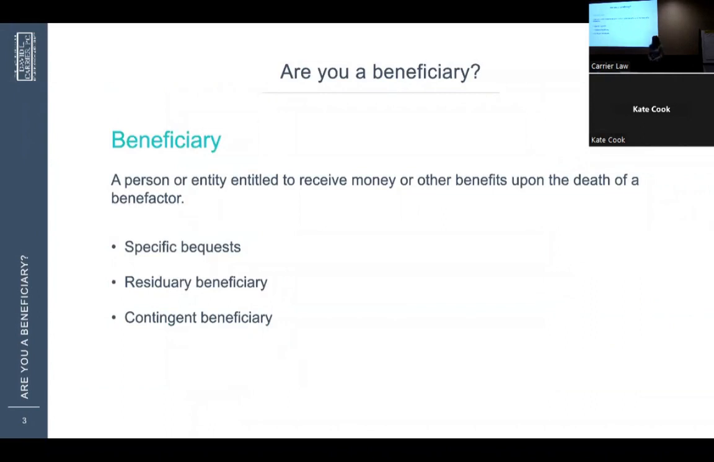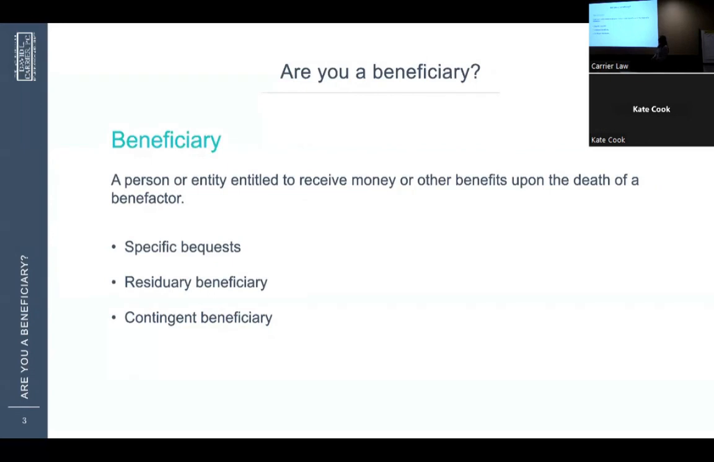So once those items have been located, you may be wondering what sort of role you play in this process. So you might be a beneficiary of somebody's estate or their trust. A beneficiary is a person or an entity who is entitled to receive money or other benefits upon the death of a benefactor. So you may be a beneficiary of a specific bequest in a trust or a will, which means that there is a section in the estate planning document that outlines a specific item or a specific amount of money or even a specific piece of real property that you're entitled to receive.